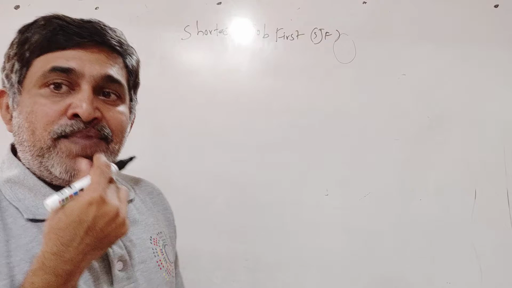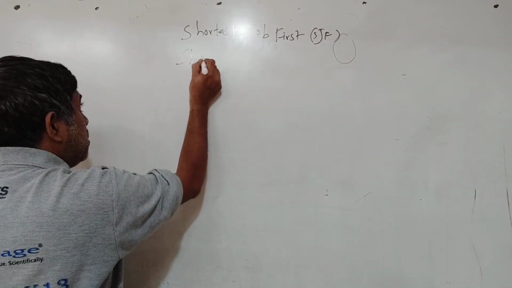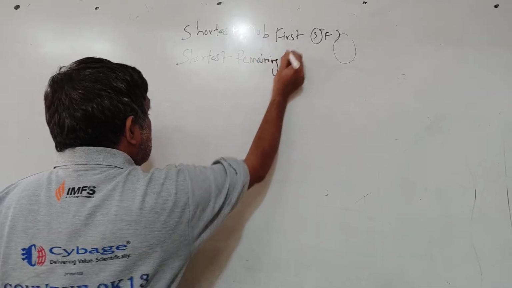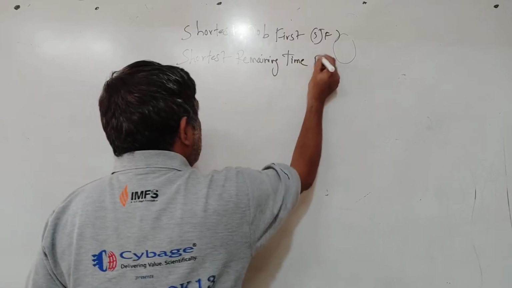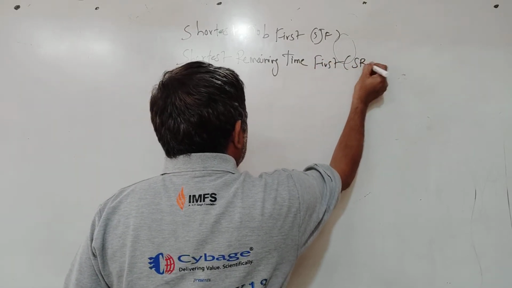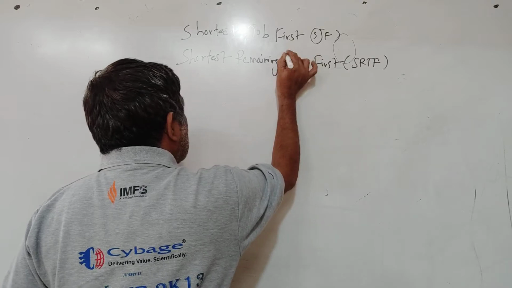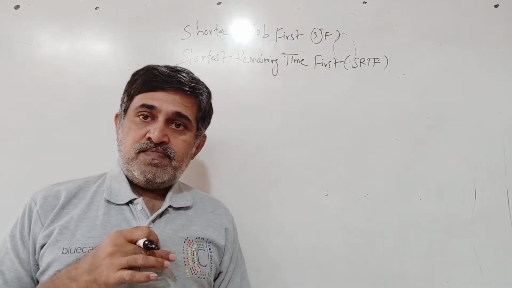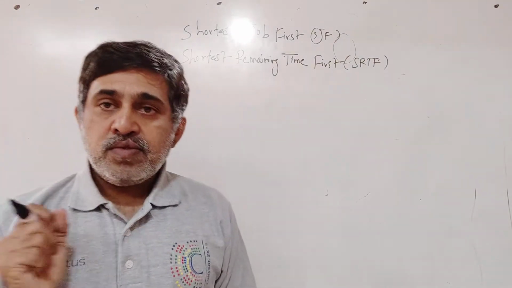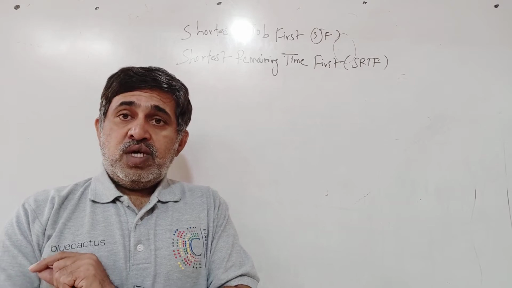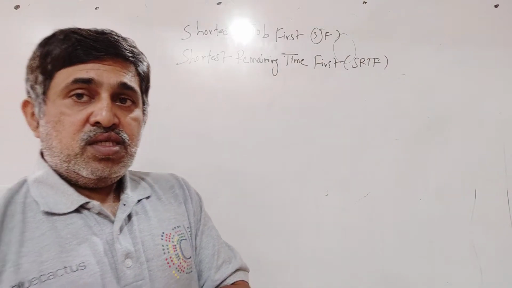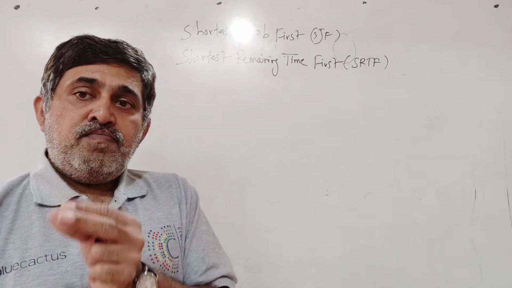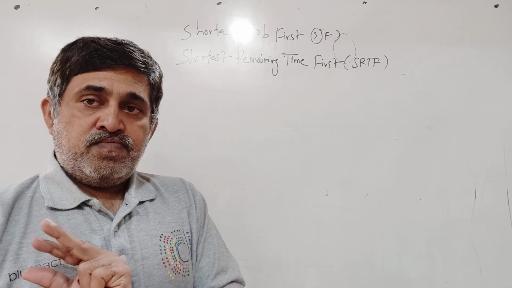This algorithm is also famous as shortest remaining time first, or SRTF algorithm. So you may call it SJF, you may call it SRTF, it is one and the same. So how does this algorithm work? This algorithm will select a process which is having minimum time of execution.